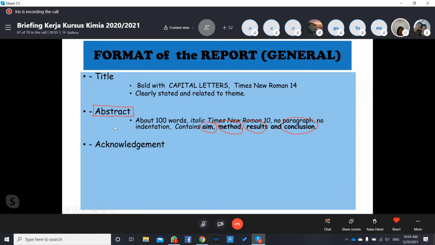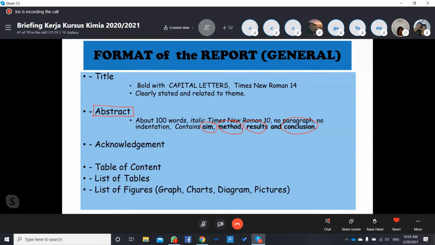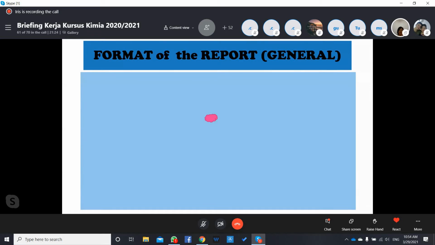Acknowledgement seperti biasalah, you need to thank all the bodies, organization or people that help you to complete this project lah. Table of contents, biasanya if you have a few more than one or two tables, you can list it down lah, berapa table you ada. Figure is normally referred to graph or chart or diagram or picture. You can list them down in the table of content.